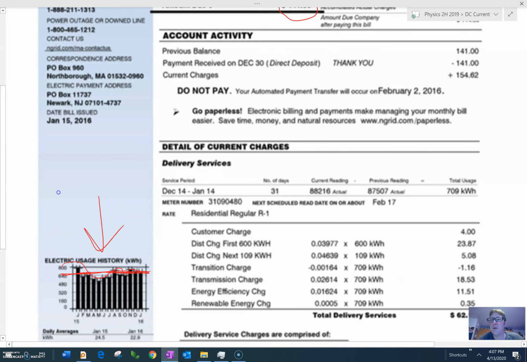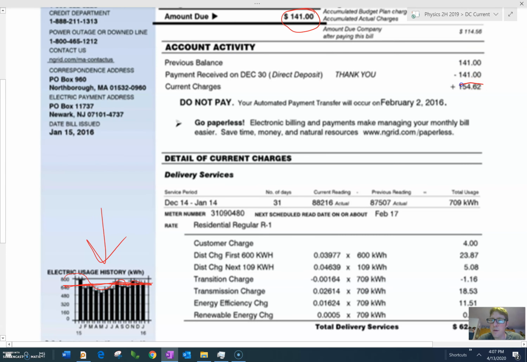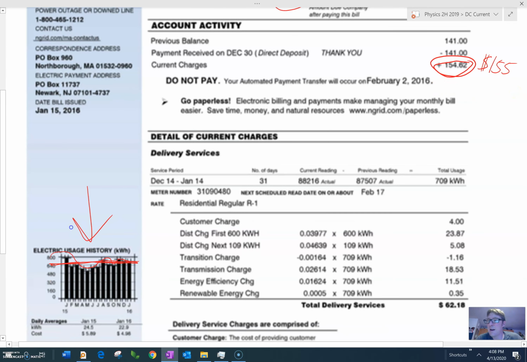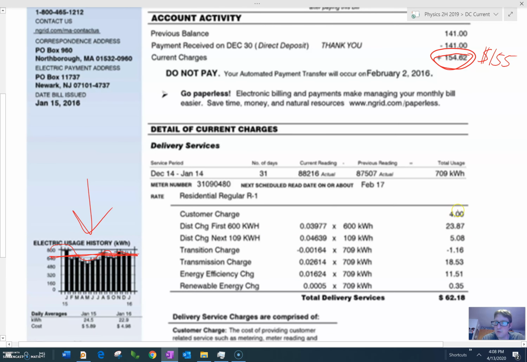For this particular month, I used about $155 worth of electricity, and that bought me some kilowatt hours. The exact breakdown of the cost is down here. They charge you just to be a customer. They charge you to move the electricity. They charge you for the deals that they make with the suppliers. They charge you for mass save and other energy incentives, and then for using renewable energy. All that's tucked into the 155.